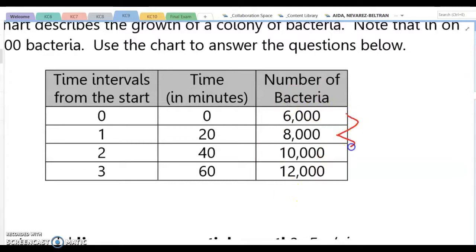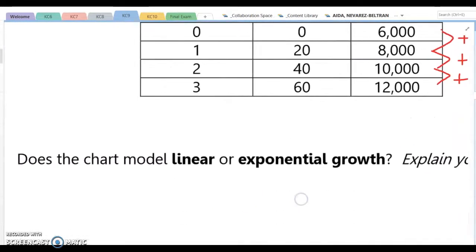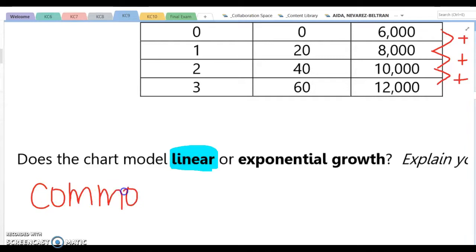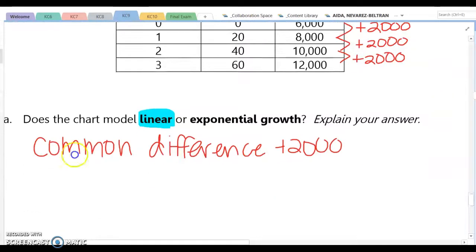So with this one, let's see what's happening. In this one, we're actually just adding 2,000 bacteria each time, so it's going up at a constant rate. That means it's linear, because we have a common difference. We're just adding 2,000 each time, so it's constantly adding 2,000.